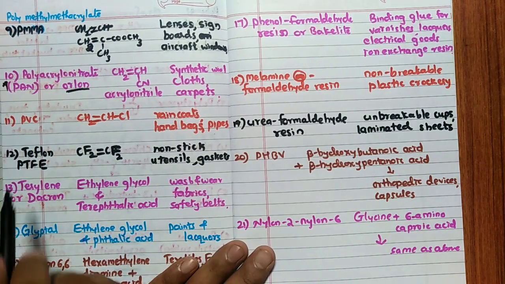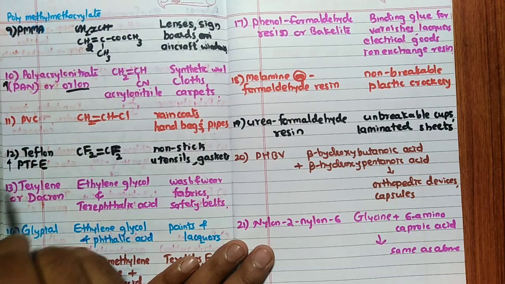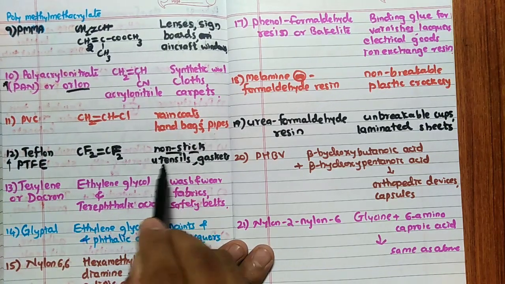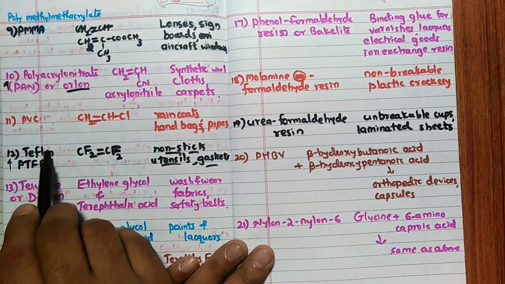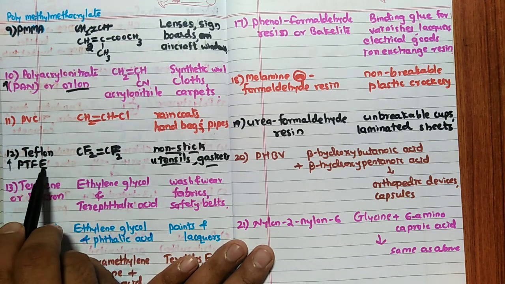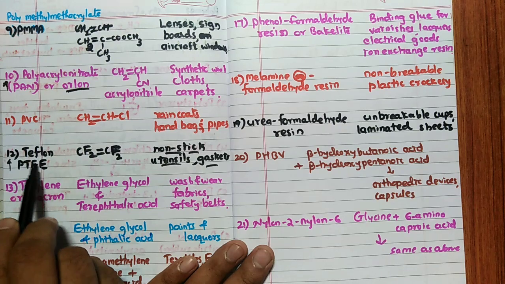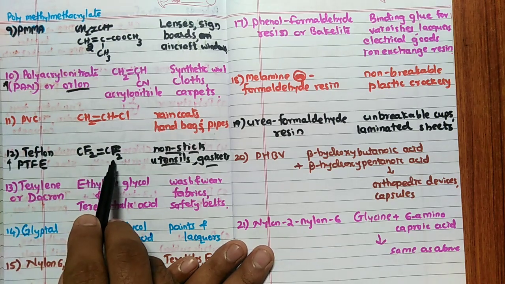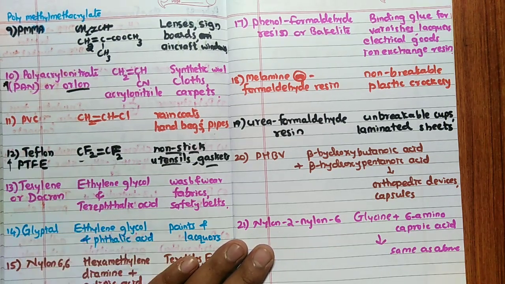For agricultural purposes also. Then Teflon, important, once it was asked because it is very famous for non-stick utensils. Teflon, PTFE, polytetrafluoroethylene. The monomer is tetrafluoroethene, CF2=CF2.